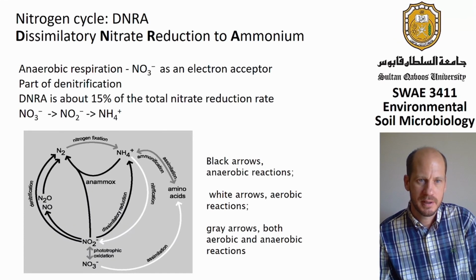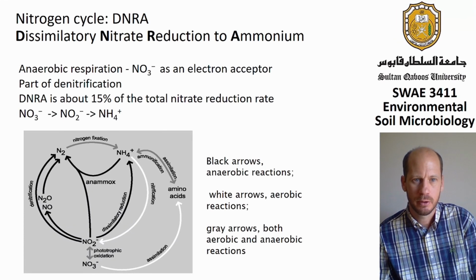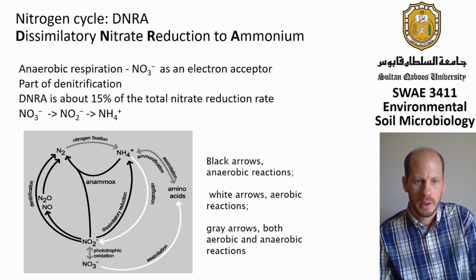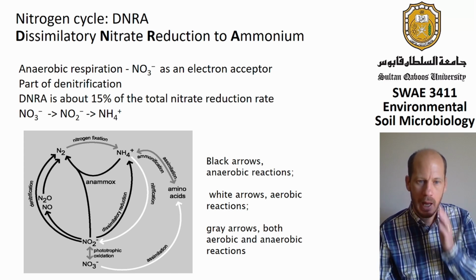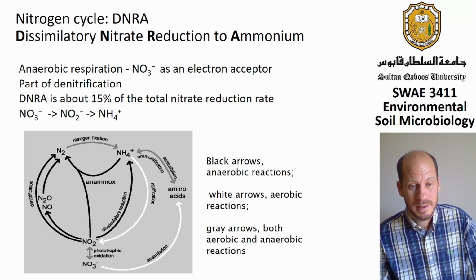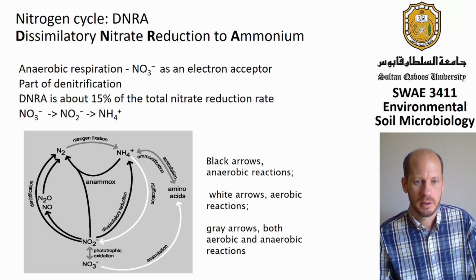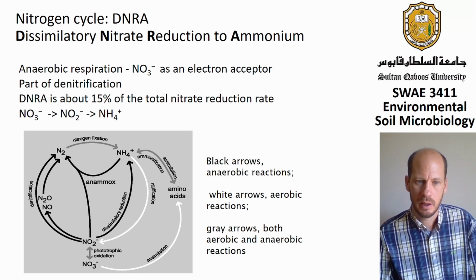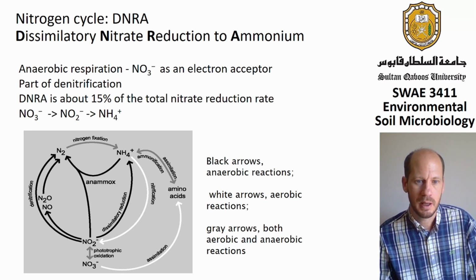So the last part of the cycle is DNRA, dissimilatory nitrate reduction to ammonium, and this is also contributing about 15% of the total nitrate reduction rate. So before, every nitrate loss was attributed to denitrification, and only recently are we separating how much of this is due to DNRA and Anammox reactions.